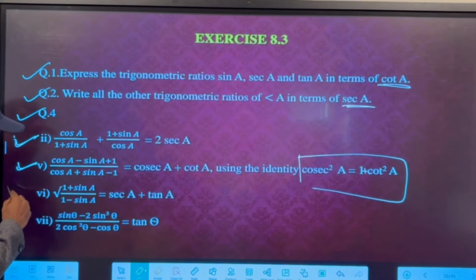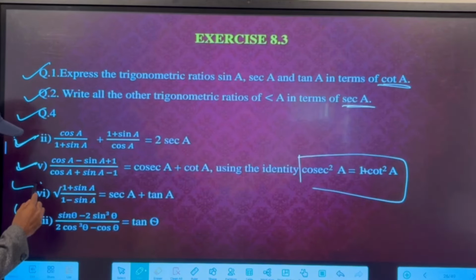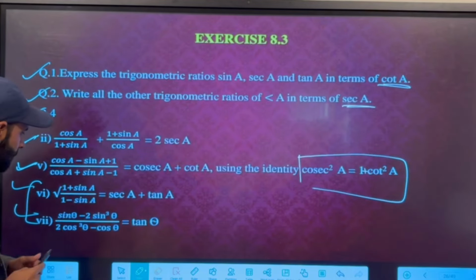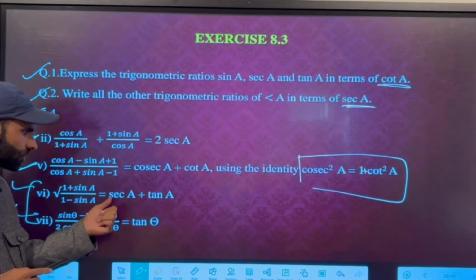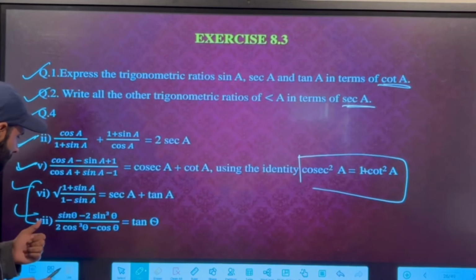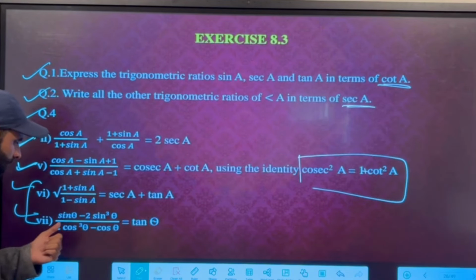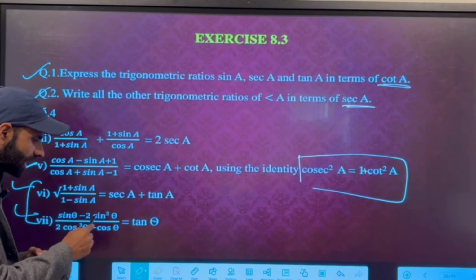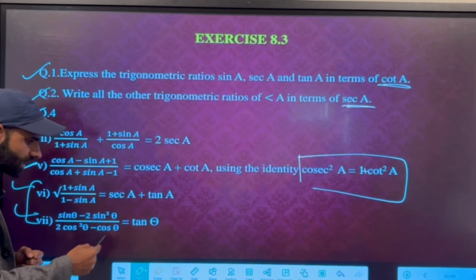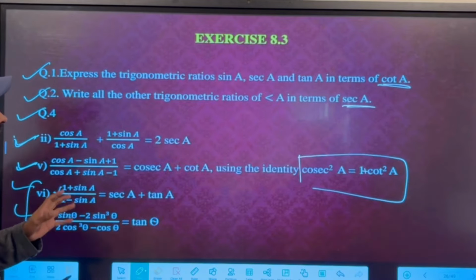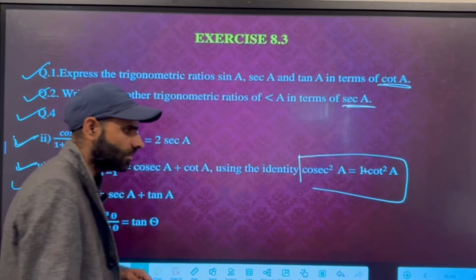Part number 6 and 7. These two parts are very, very important. Root of (1 plus sin A upon 1 minus sin A) equal to sec A plus tan A. Seventh part is (sin theta minus 2 sin cube theta) upon (2 cos cube theta minus cos theta) equal to tan theta. This is all from trigonometry, Introduction to Trigonometry.